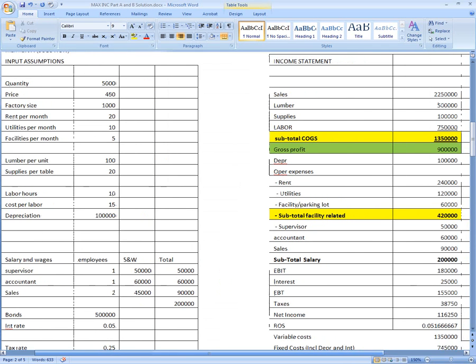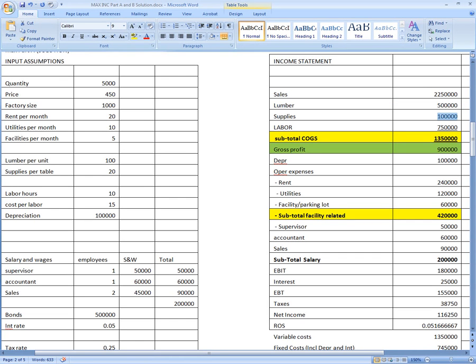So the way my Excel spreadsheet would go is that I would take quantity, which is 5,000, multiplied by the price, which is $450, and that would be this number right here. So the formula in Excel will be the quantity and the price, and we get that number. Now, as far as the lumber cost, it is $100 per piece times the quantity. So this cell in the Excel spreadsheet should be the lumber unit cost times the quantity, which is 5,000. If you take this times this, you'll get this number right here.